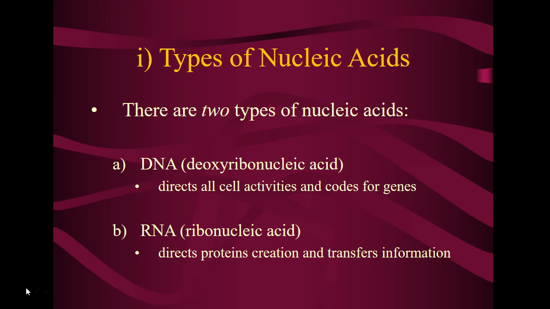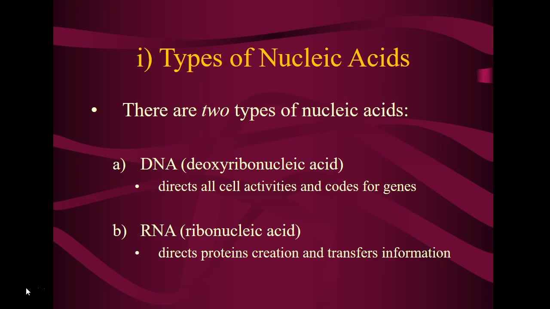And there are two types of nucleic acids, only two types. DNA, which stands for deoxyribonucleic acid, and RNA, which stands for ribonucleic acid. DNA is the blueprint of life. So we are the way we are because DNA says that's the way we should be. All the proteins we make are because of our genes, and those genes are located on our DNA.